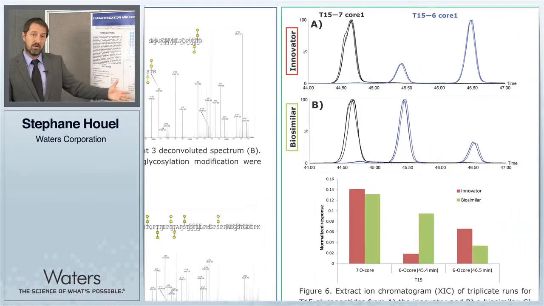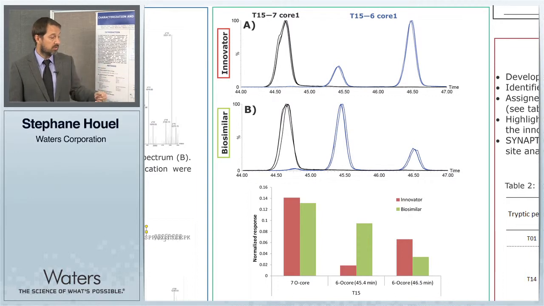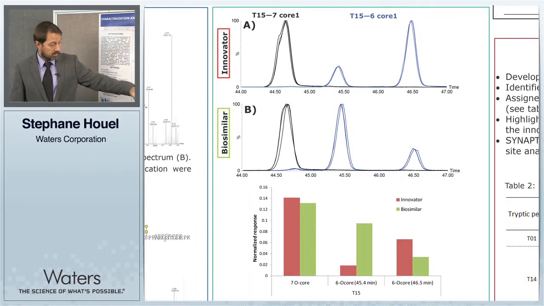So now that we have all of those sites assigned, we can compare the Innovator versus the Biosimilar, and this is what you have on figure 6. On the top of the figure, you have the Innovator. The second one, you have the Biosimilar. And the last part at the bottom of the figure is the normalized intensity that I compare between the glycopeptide with 7 O-core, 6 O-core that elutes at 45.4 minutes, and the 6 O-core that elutes at 46.5 minutes.